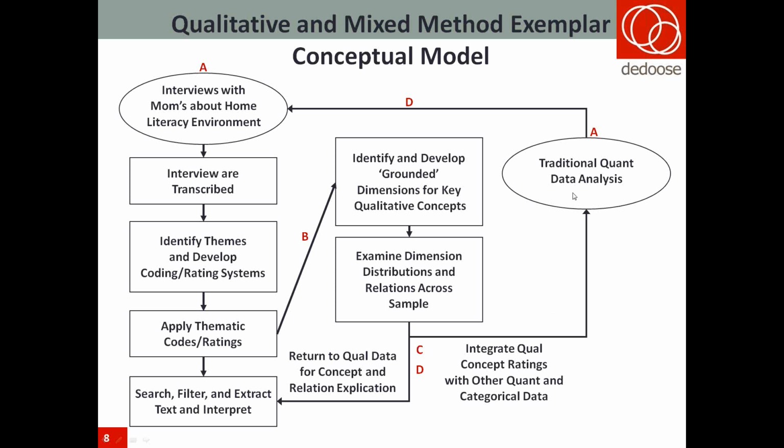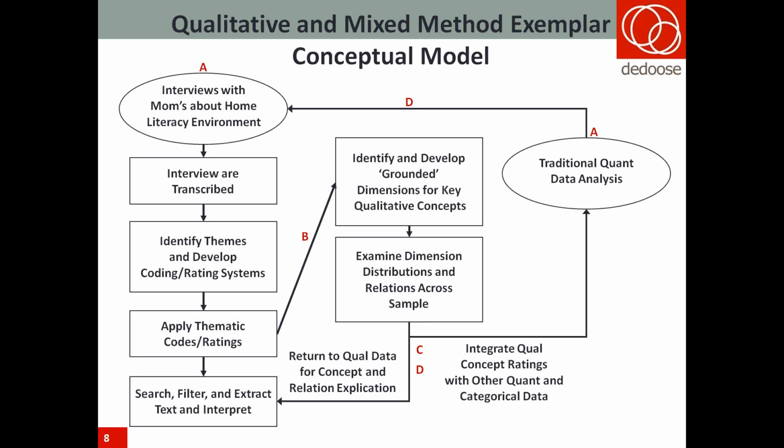Arrow C connects us to traditional quantitative data. So where we have a mixed method study where we might be interviewing people, but we also have demographics, ratings, other types of quantitative data, we can integrate these dimensions that we've developed from the qualitative data in traditional quantitative data analysis. And then our D arrows, kind of going back both from traditional quant data analysis to informing new research questions from a qualitative perspective, certainly working the other way, then we can integrate using these grounded dimensions to reach back into our qualitative data.